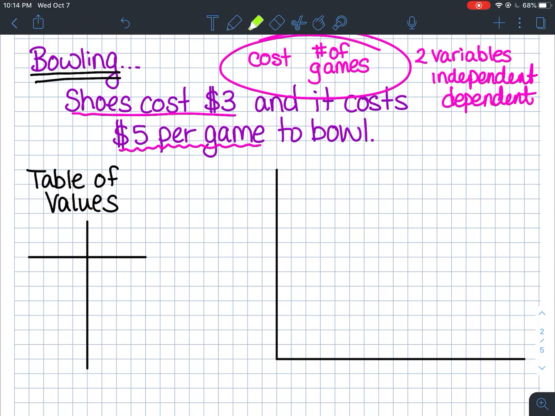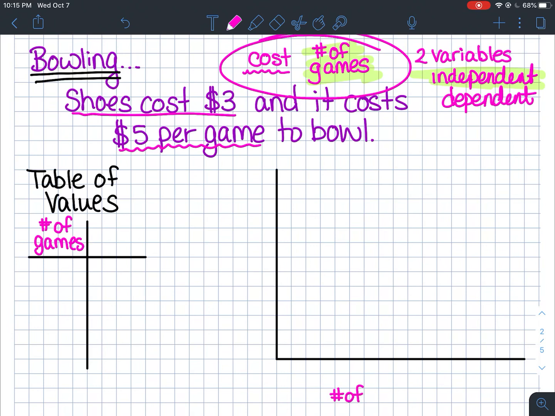Okay, so I'm saying the independent variable is going to be the number of games that we play, because we decide how many games we play. Whereas the dependent variable, the cost, depends on the number of games. So I'm going to put the number of games on the left side of my table because it's my independent variable. So when I go to graph it, it will go on the bottom.